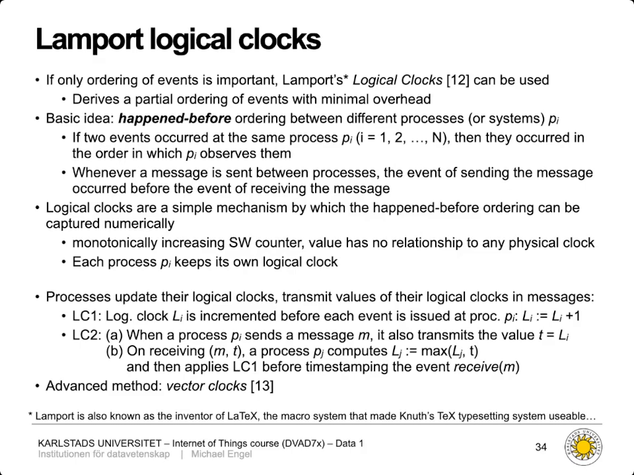And if another process Pj now receives this message m with the additional logical timestamp t, then it checks its own timestamp. So is its own timestamp actually larger than t or smaller than t? And it takes the maximum of both values, so its logical timestamp on its own machine and the one it received from the other one. And then again, it applies LC1, our first step, before timestamping the event of receiving this message, because some time must have passed between sending and receiving the message.